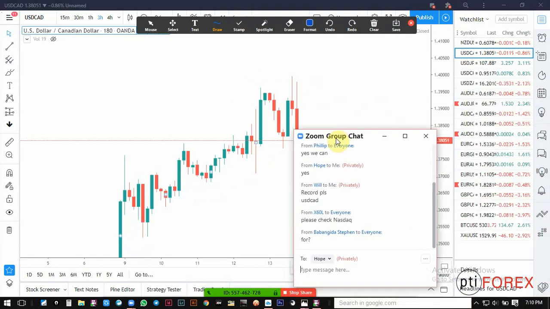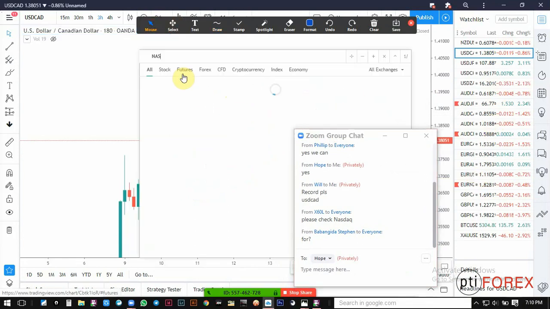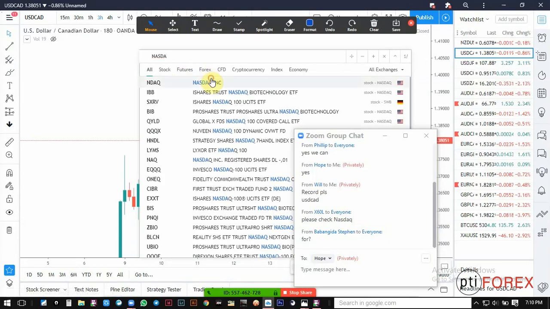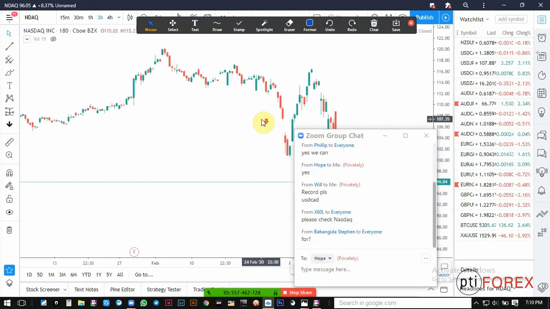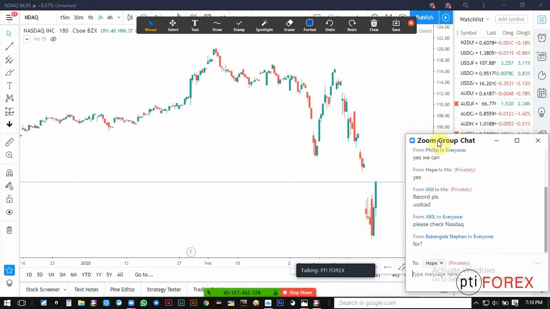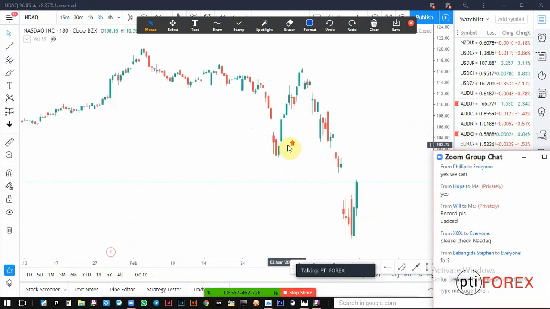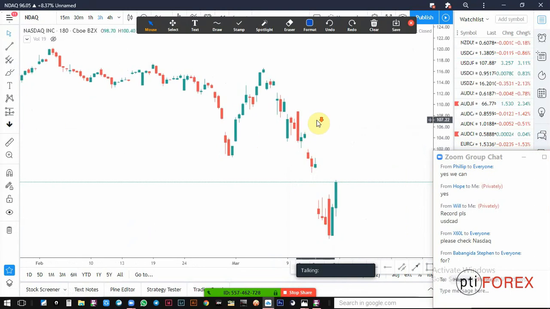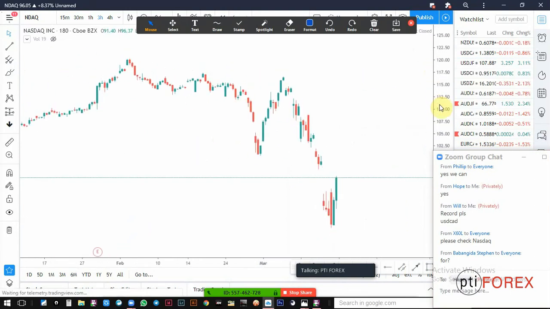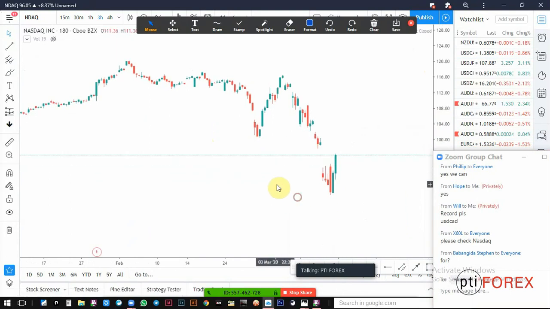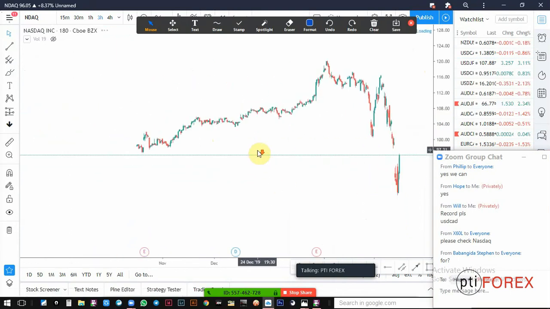Let us check this index called Nasdaq. Where is it? So I just need to search it here. Nasdaq. Is it okay? It's just showing a lot of gaps. Okay, let us check. I've not been trading for a while. I was just working on finishing my site.